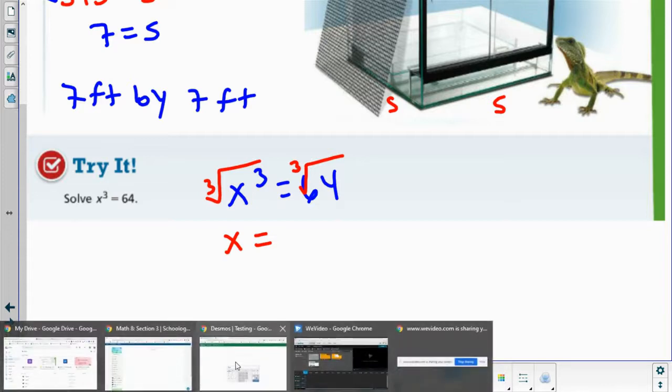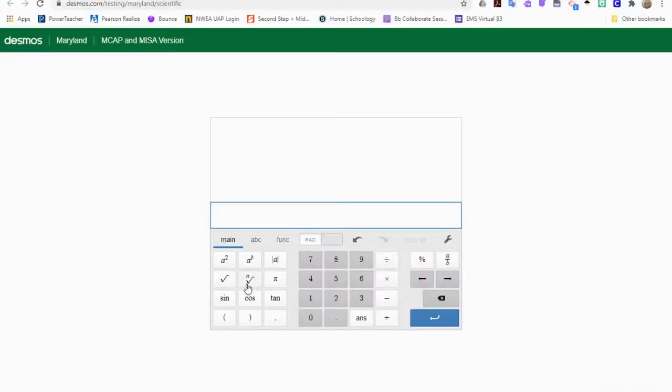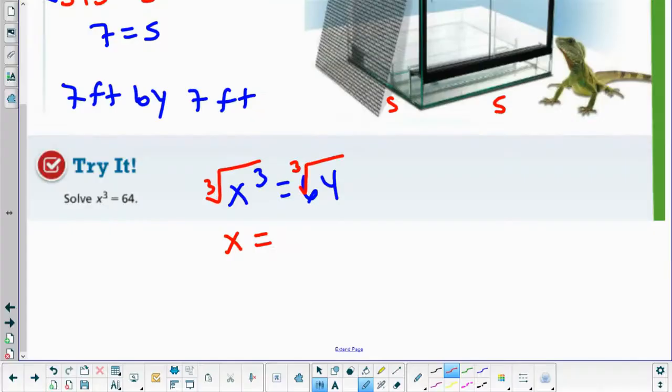If you're not sure, again, grab your Desmos calculator. Enter the square root, we want the third root of 64, and our answer is 4. Okay, so x equals 4. Pretty easy.